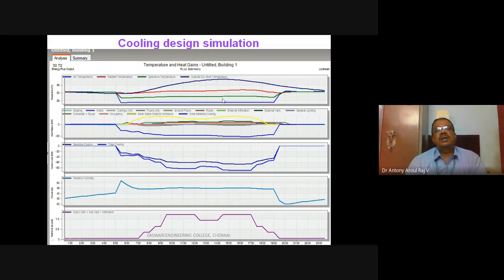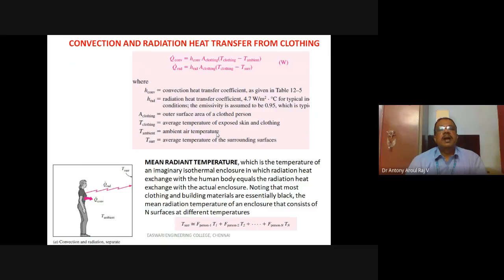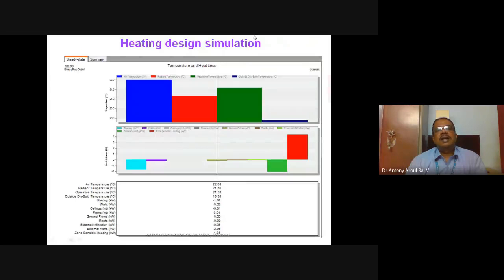A comprehensive cooling design simulation. Okay, so how we will be doing cooling and heating design, we will discuss tomorrow. And how to do the heating design. So I told you heating design is steady state, no transients. So that means you will be having blocks like this one.